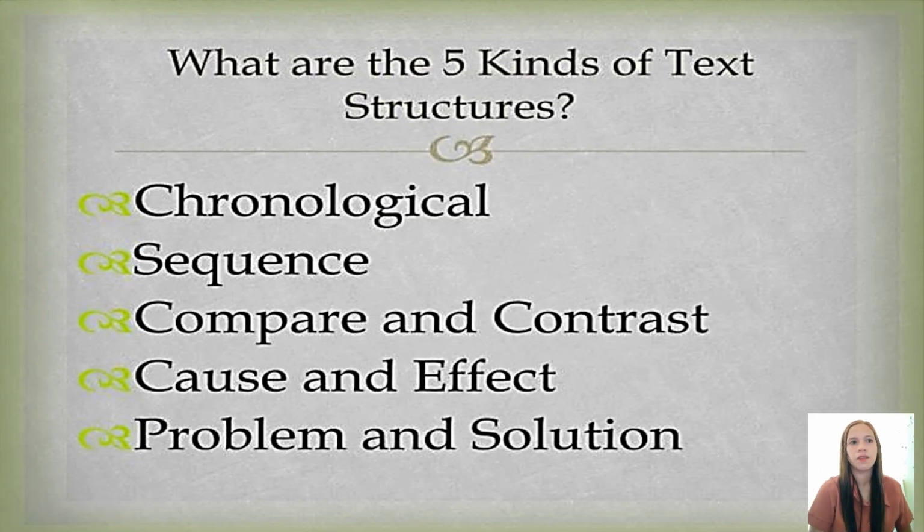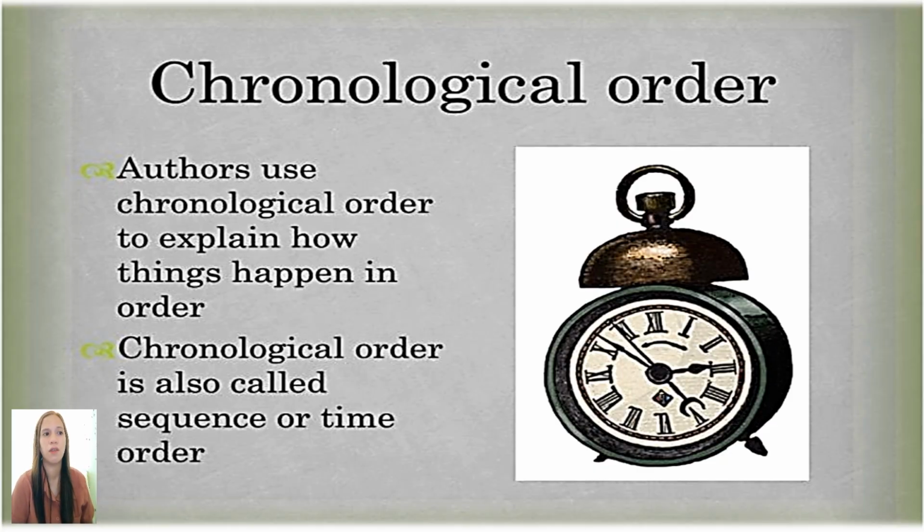What are the 5 kinds of text structures? First is the chronological. Second, we have the sequence. Third, we have compare and contrast. Fourth, we have cause and effect. And lastly, we have problem and solution. Let's begin with chronological order.